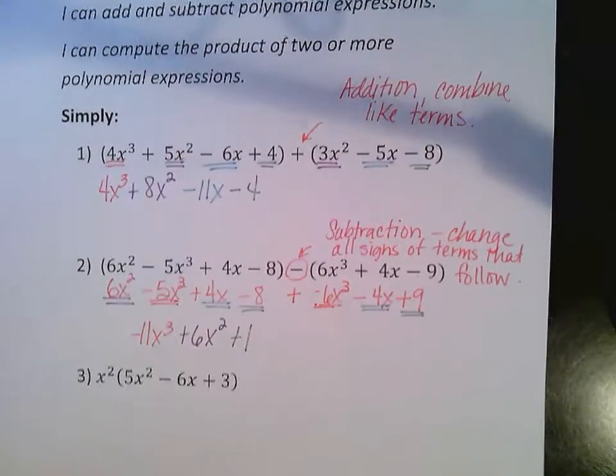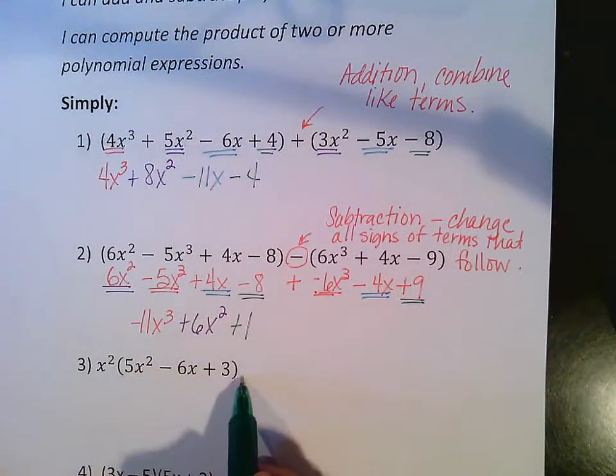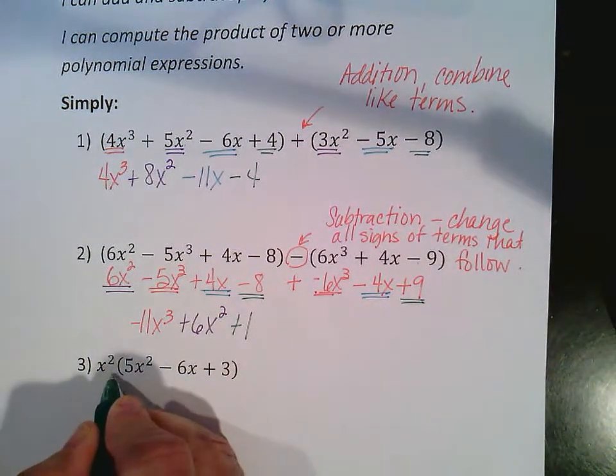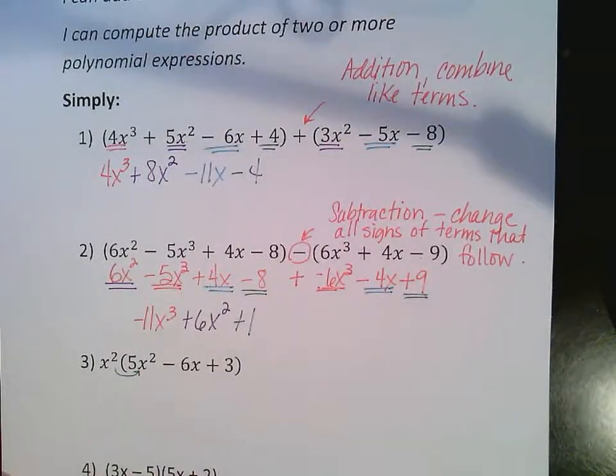Okay. And number 3, I'm taking this single term and I'm multiplying it times this polynomial. And what I'm going to do with that is distribute it. Remember, if you've got a number outside the parentheses, you distribute it through the parentheses. When we're distributing, we're multiplying. And this is going to go back to what we talked about yesterday.